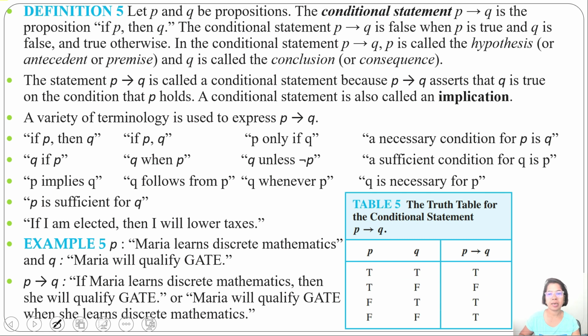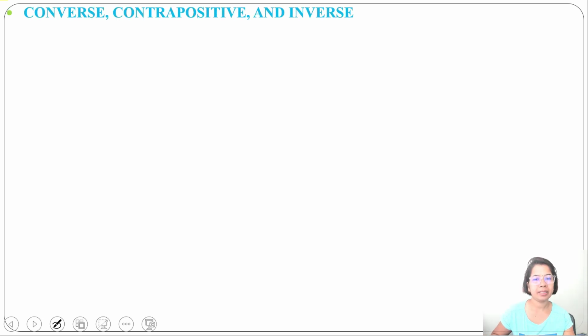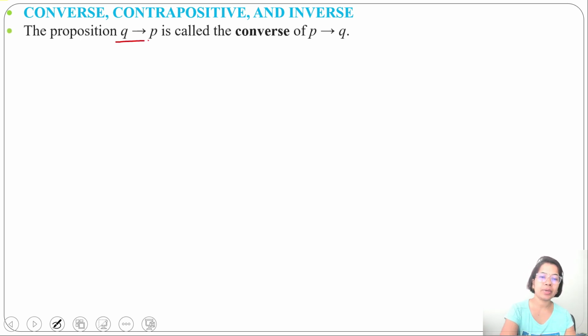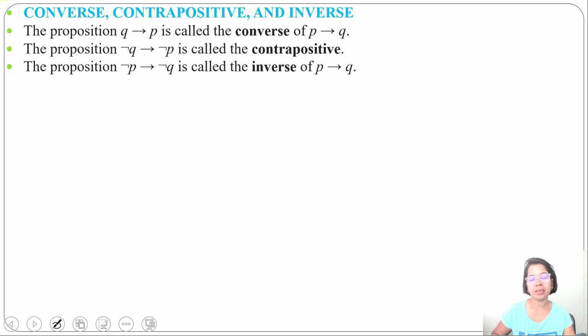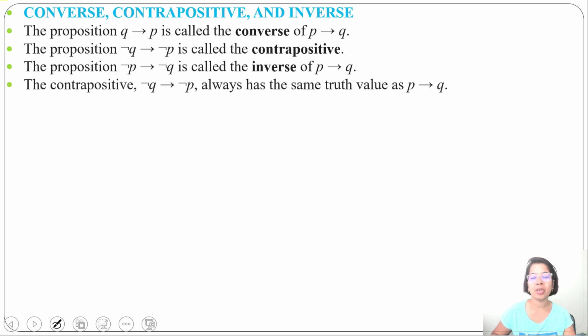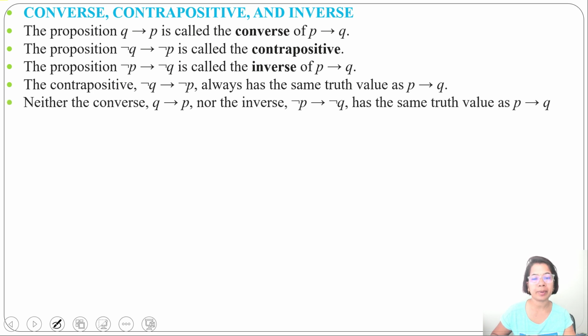Next we will discuss contrapositive, converse and inverse. For P implies Q, its converse is Q implies P. Its contrapositive is negation Q implies negation P. Its inverse is negation P implies negation Q. Here the contrapositive has the same truth value as P implies Q. When two compound propositions have the same truth value, we can say they are equivalent. But the inverse and converse are not equivalent with P implies Q. They are equivalent with each other.